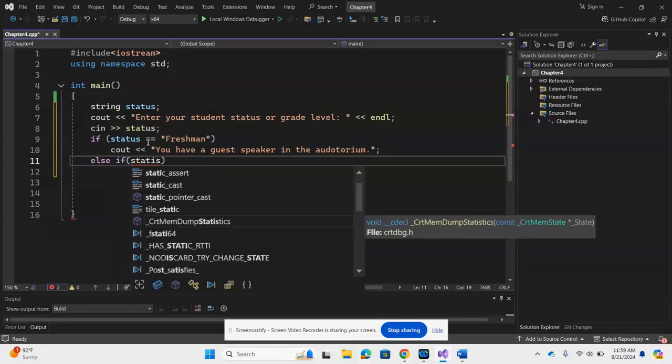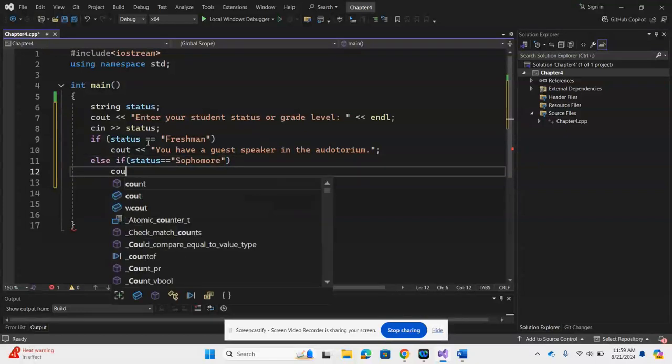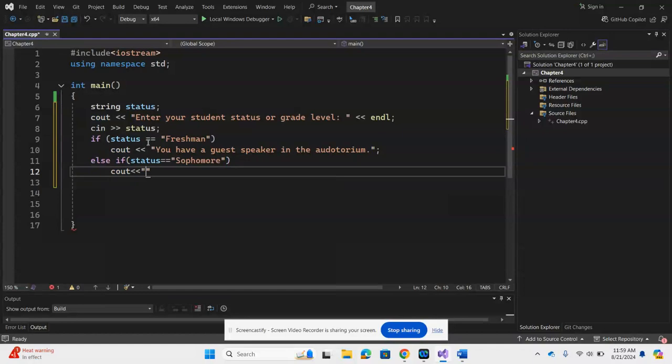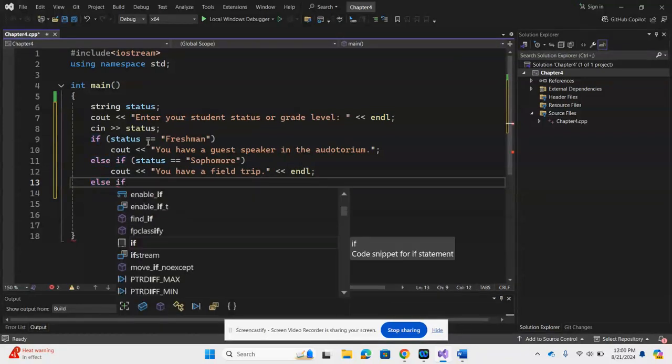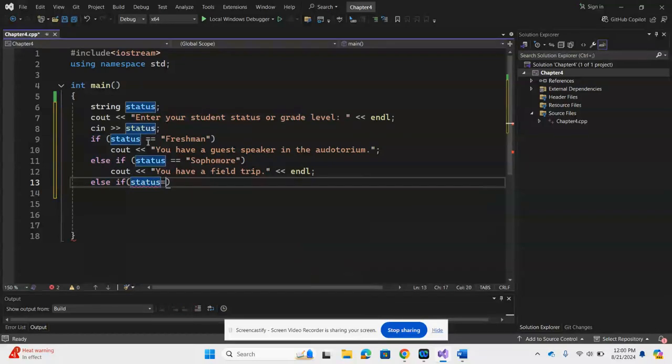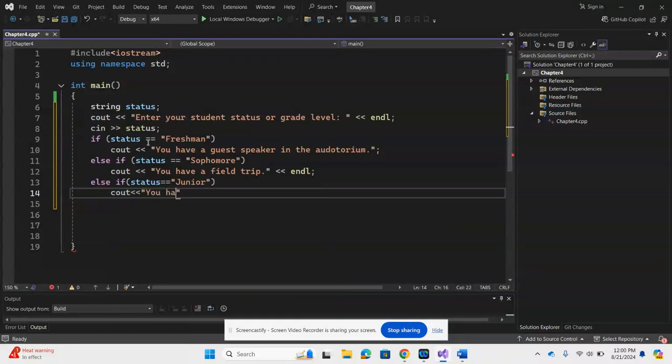If status is equal to sophomore, then they have something else. So you have a field trip. Okay. So all sophomores they have a field trip on that day. And then another outcome is if you are junior, then we're gonna say for example that you have a college visit.